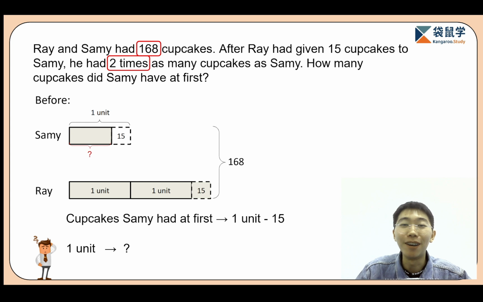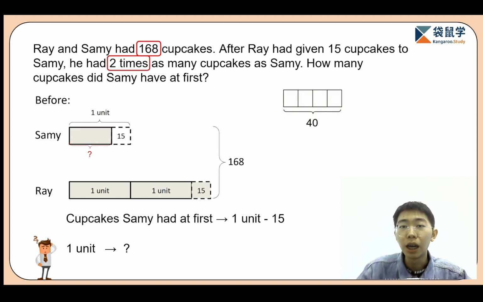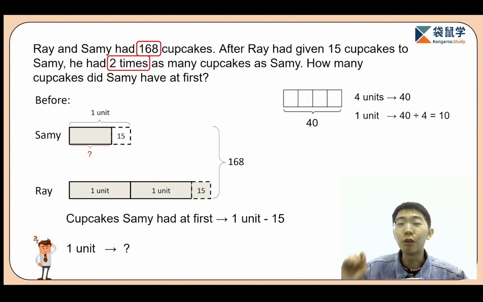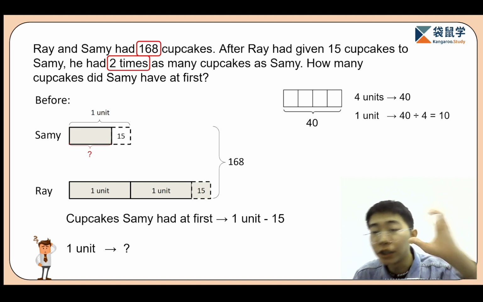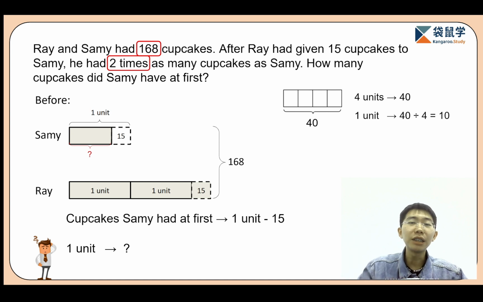Let me give an example. Let's say I know that 4 units are equivalent to 40. How do I find out the value of this 1 unit? We can first write down 4 units to 40, and then we can use 40 divided by 4 to obtain the value of 1 unit. So that means to find out the value of 1 unit, we can first try to locate the number of units and the corresponding value. So, back to this question.